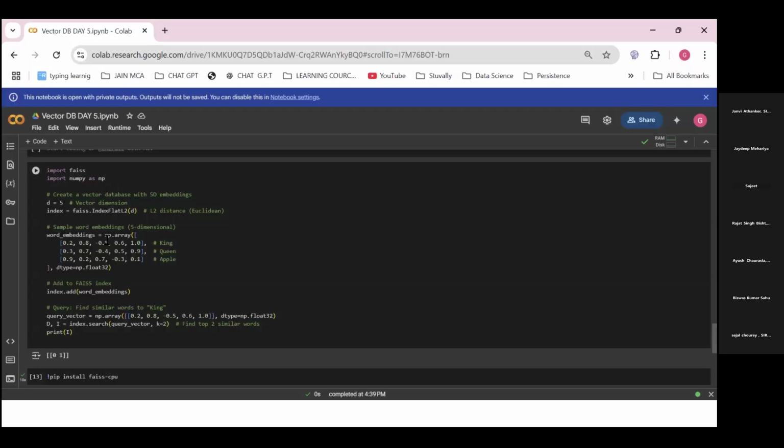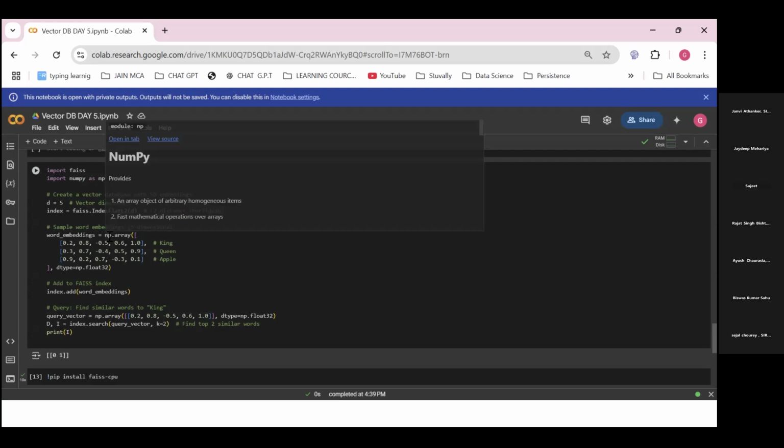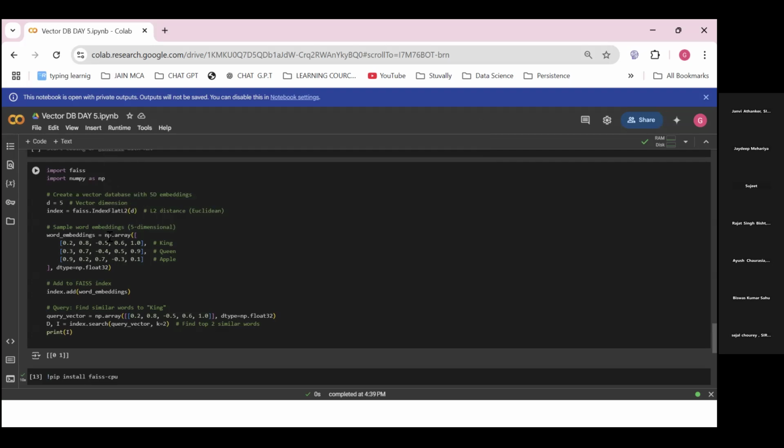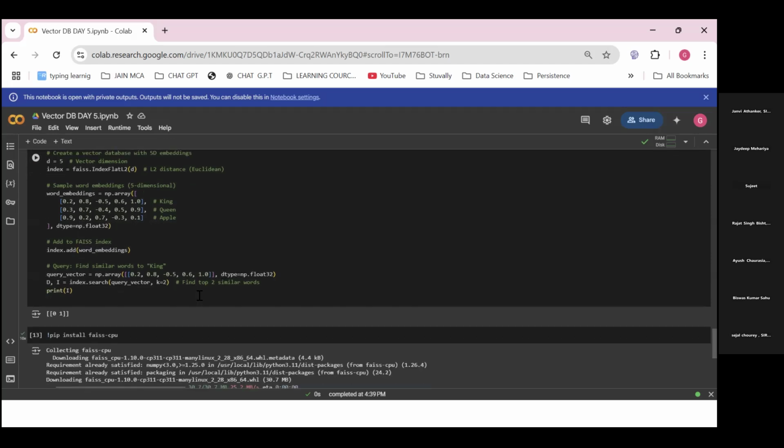And after that, word embedding. Word embedding is nothing but three words: king, queen and apple. On the basis of this, what did we do? Five vectors. So we look at the structure of king: the first one is the structure, behavior, and characteristics. So we took d equal to 5 characteristics for king, queen and apple, and we just converted into np float32, and this is nothing but the embedding. And index.add this embedding, we added this embedding. Okay.